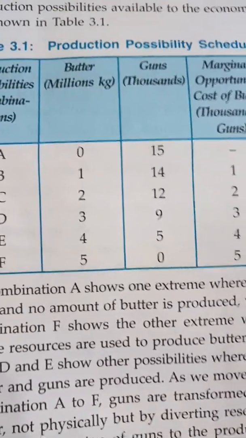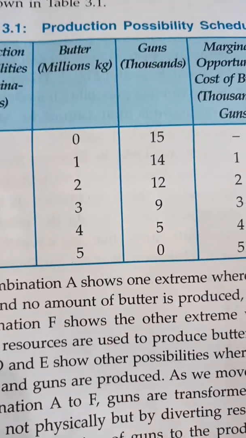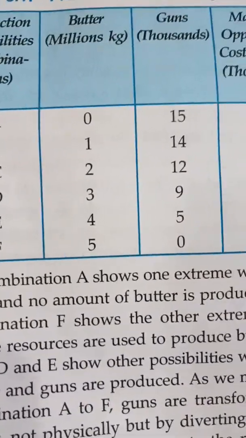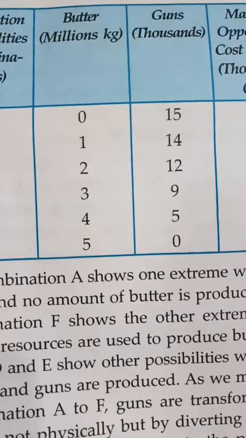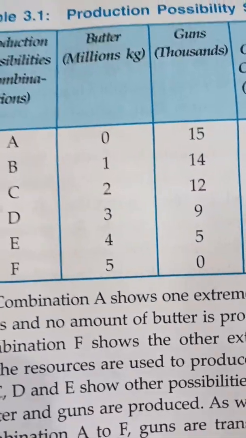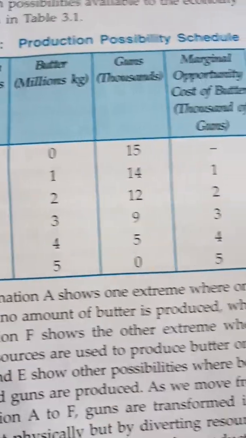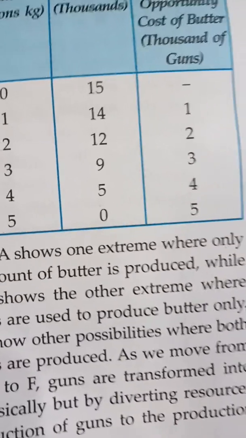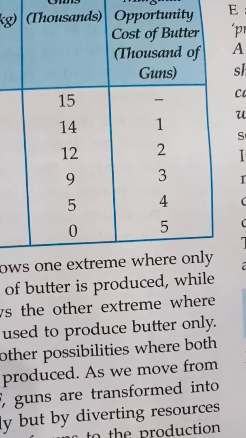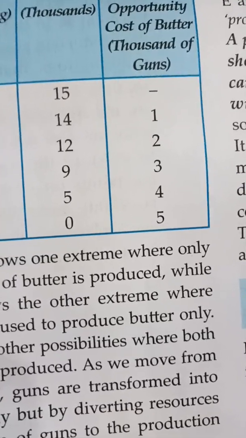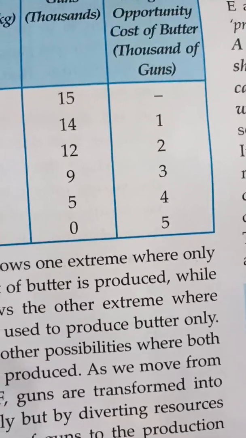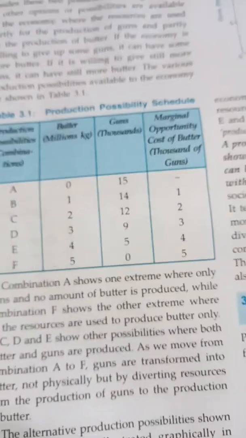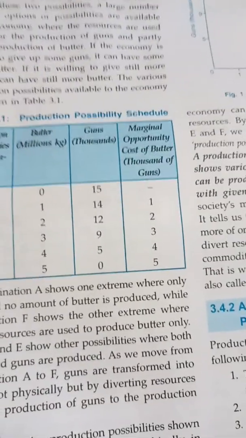While increasing the amount of butter production in this way, now comes combination F, when 5 units of butter is produced. For that one additional unit of butter, guns production is reduced from 5 to 0. Then how much guns production is sacrificed? It is 5 to 0. How much? 5. So this is the tabular analysis.